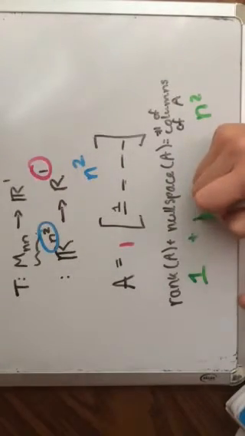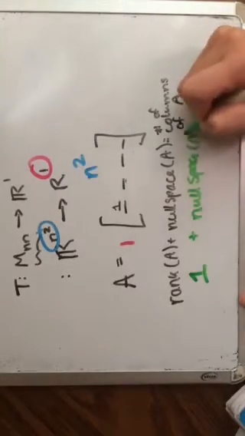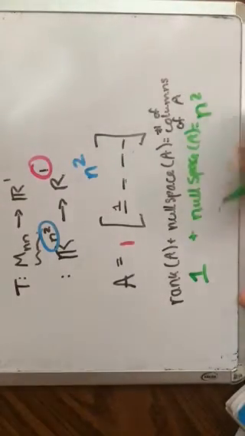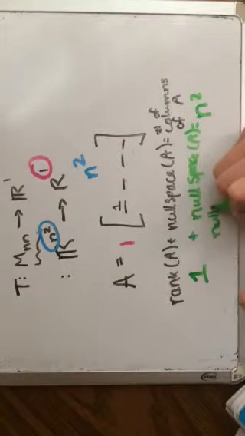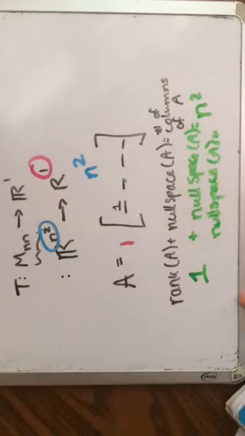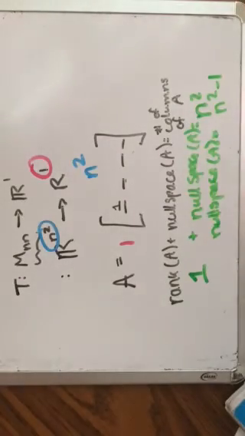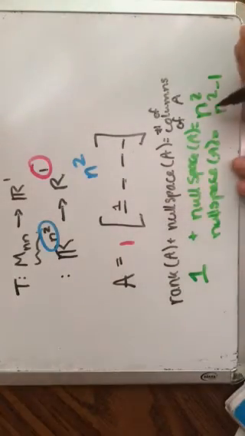That leaves us to solve for the null space. Therefore, the null space of A, which is just another way of stating the dimension of the kernel of A, is equal to n squared minus 1. And that is your final answer.